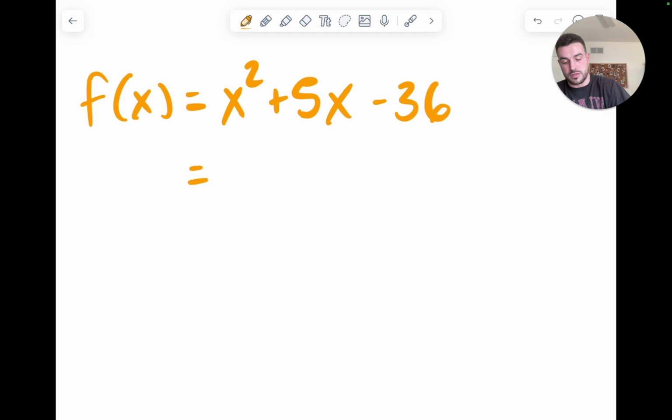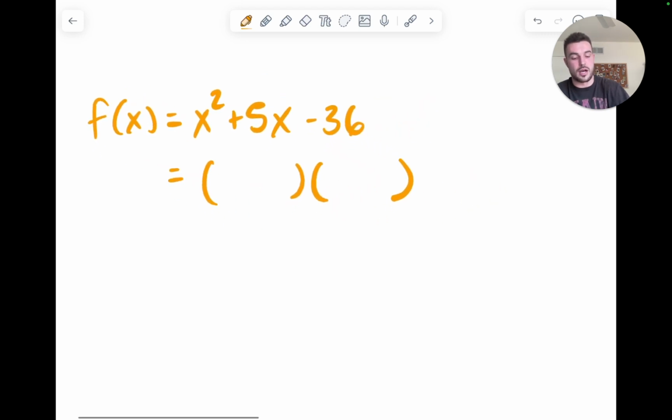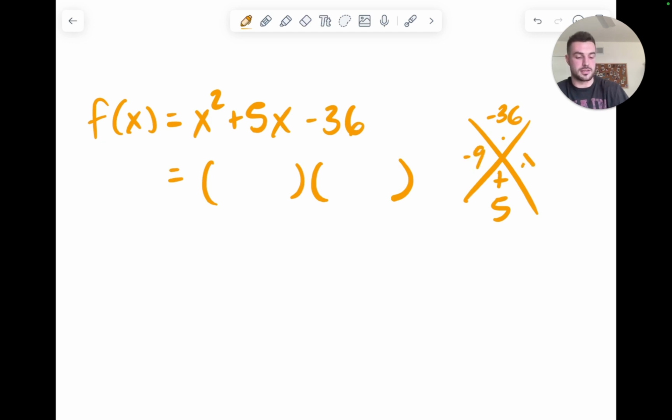If I use our diamond math method, I should have two factors, and I'm looking for two numbers that multiply to negative 36 and add to 5. Those numbers are going to be negative 9 and positive 4. Because this is a quadratic, I know the beginning term in each binomial is going to be x and x. Using the diamond math method, we have negative 9 and positive 4. So this is the factored form of the original quadratic.